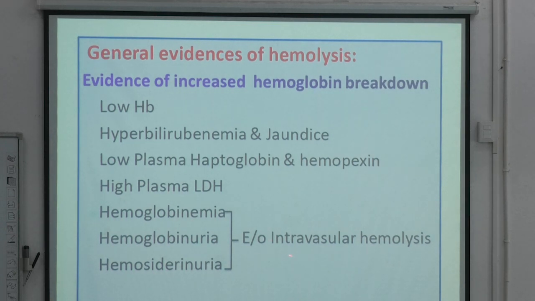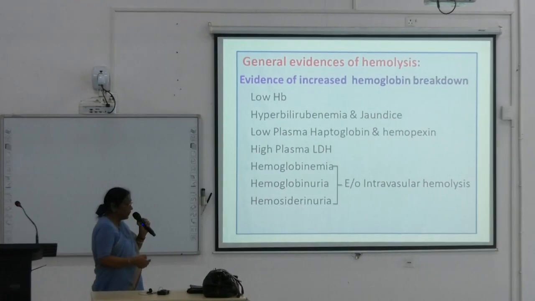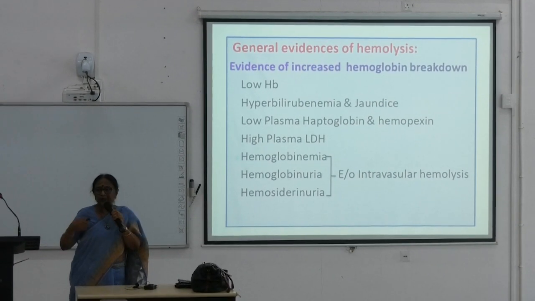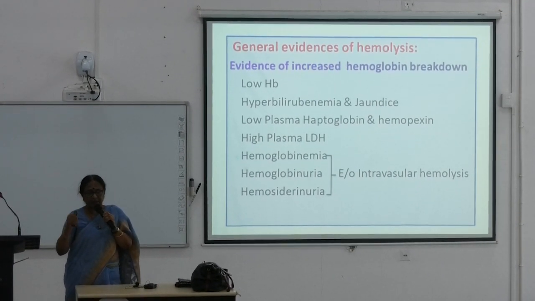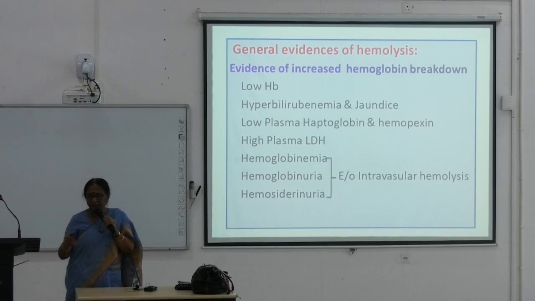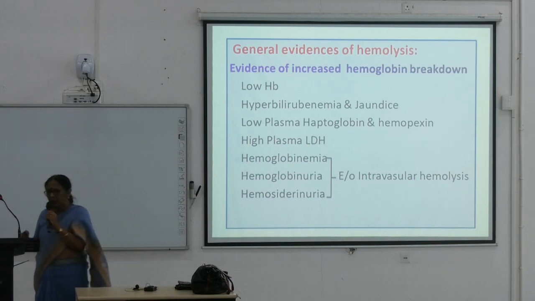And if it is intravascular type of hemolysis, you will get hemoglobinemia, that is free hemoglobin in the plasma, and hemoglobinuria, hemoglobin leaking through urine, not the RBCs. When the RBCs come in the urine, we call it hematuria. But when the free hemoglobin comes in the urine, we call it hemoglobinuria. So what is hematuria and what is hemoglobinuria?